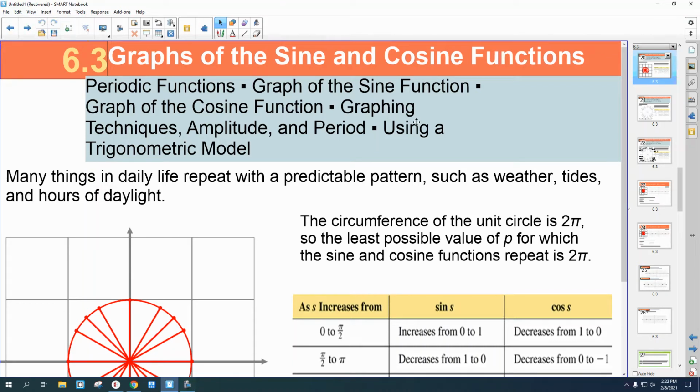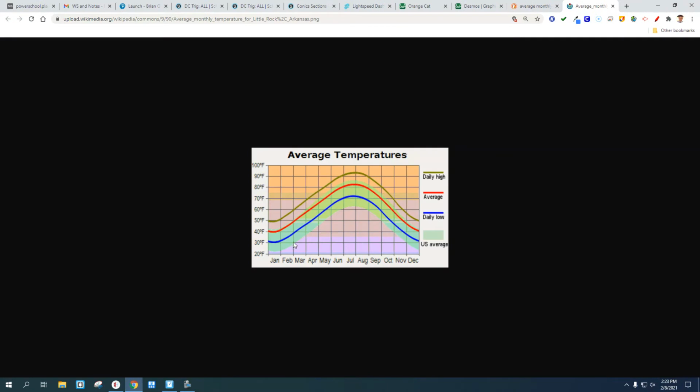6.3, graphs of the sine and cosine functions. Many things in daily life repeat with a predictable pattern, such as weather, tides, and hours of daylight. So this predictable pattern, check it out. Here is a graph of the average temperatures of Little Rock, Arkansas.